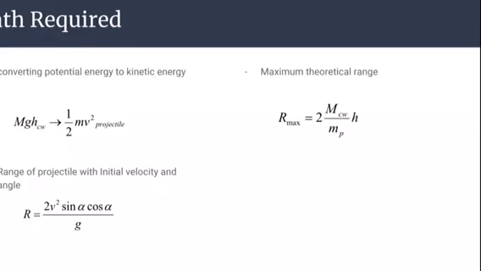The second equation is the range of a projectile with the initial velocity and angle. R equals range, so the range equals 2 times velocity squared times sine of angle times cosine of angle, all divided by gravity. The third equation was the maximum theoretical range. R max equals 2 times the mass of the counterweight divided by the mass of the projectile times the height altogether.